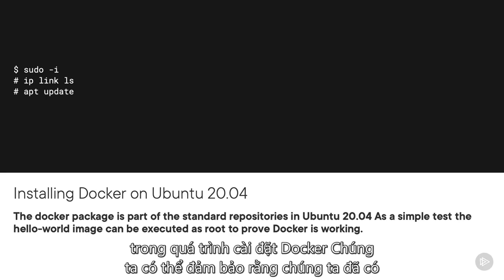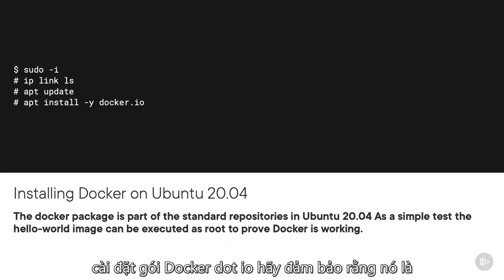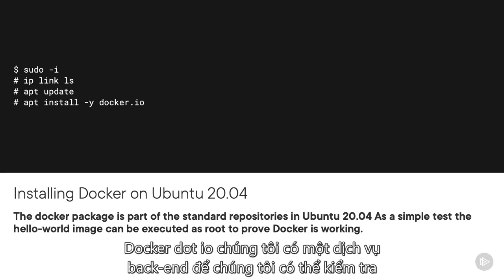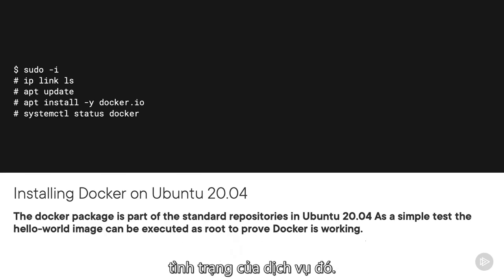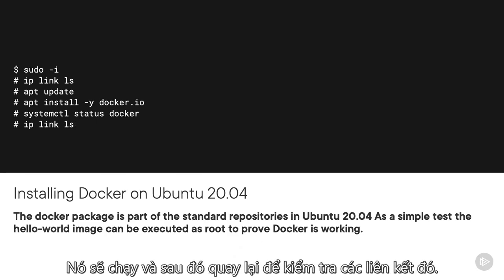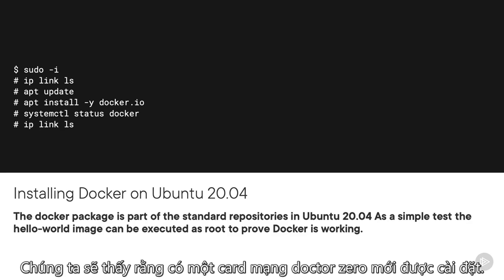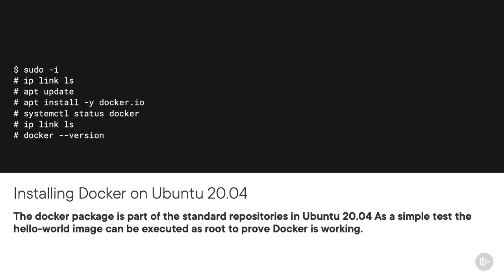We can make sure that we've got the up-to-date metadata, installing the package docker.io, make sure that it is docker.io. We've got a back-end service, so we can check the status of that service. It will be running. And then going back and checking those links, we should see that we have a new docker0 network card that's installed.